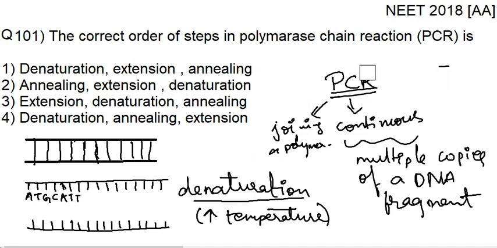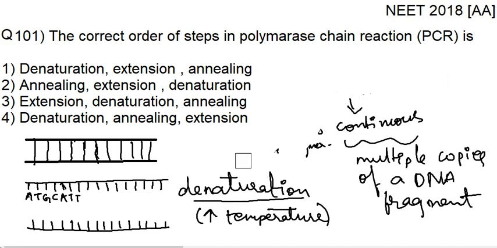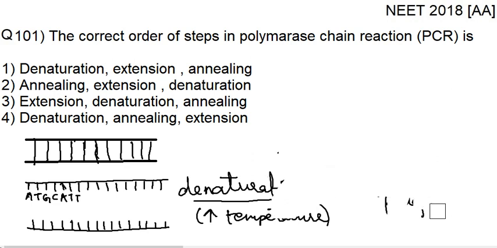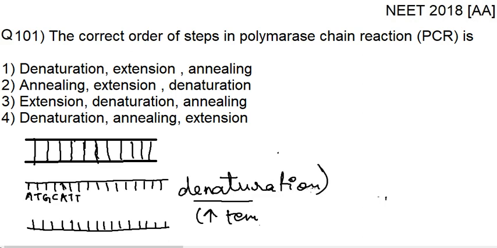Let's erase this. So the first step is denaturation. So clearly 2 and 3 cannot be the options. 1 and 4 can be the options.